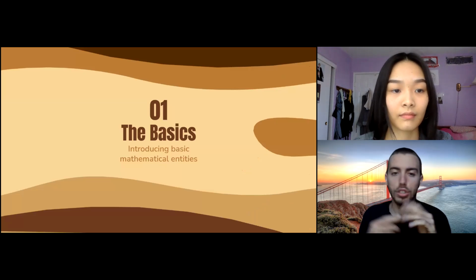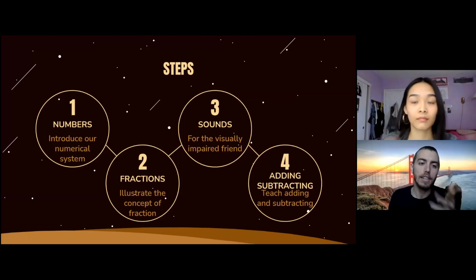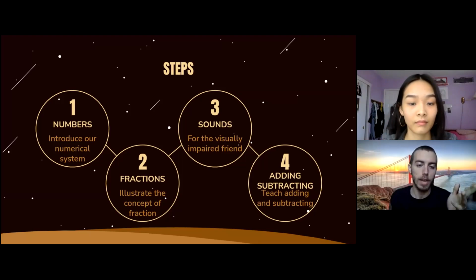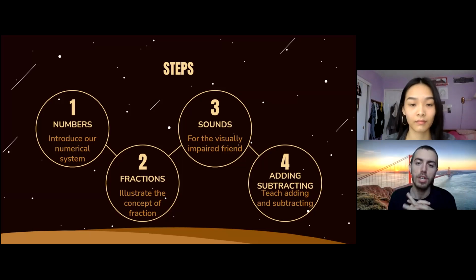Now, in order to do this, we first start off with mathematics. And while we're doing these mathematics, we have a series of steps. First, we introduce numbers, then fractions, and then throughout this presentation, throughout our code, we employ audio so that if the alien cannot see, he can hear. And then we introduce adding and subtracting.